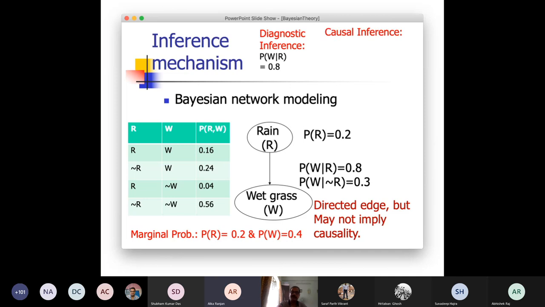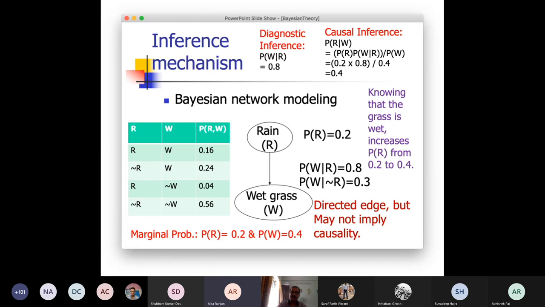But on the other hand, in the causal inference, if it is wet, then you are trying to find out whether it rained or not, what is the probability. Then you can compute like this, and you can find that this value is 0.4, which is not very high, right? Rather, it is lower than the other event that it did not.